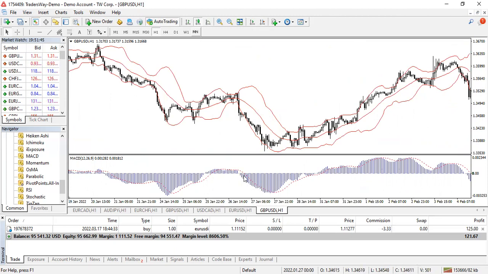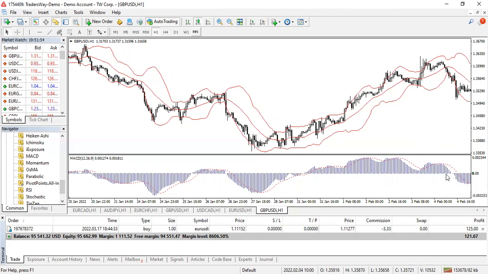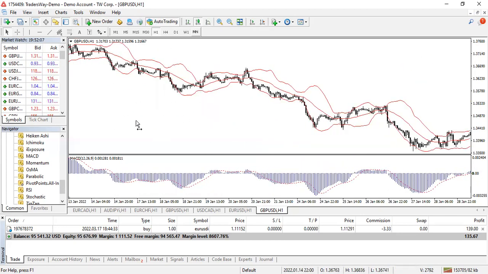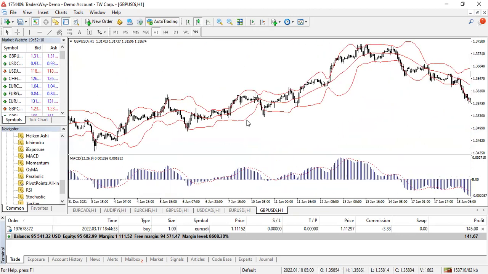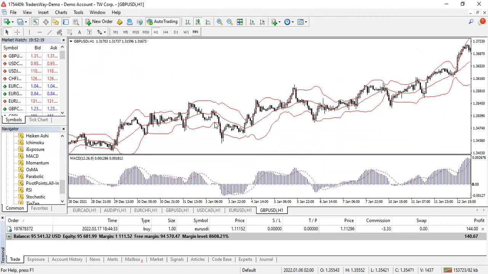Something like this. Here we start having histogram. These are the zero line of the histogram. So anything below this zero line is indicating sell, and anything above this zero line is indicating buy. We get to know more strategies as the training continues. By tomorrow, we start our normal training.